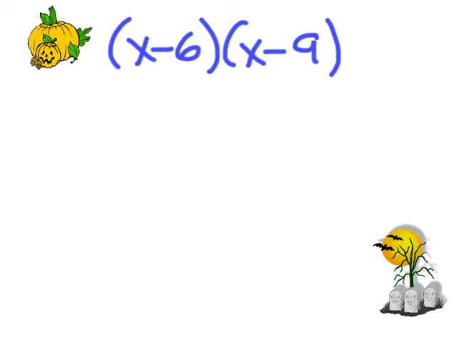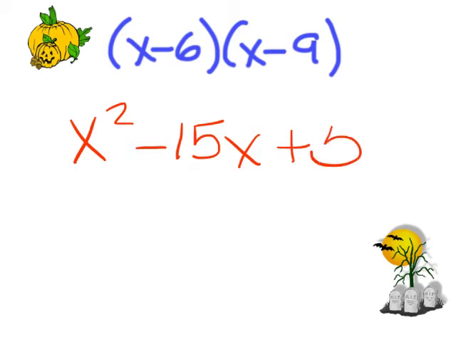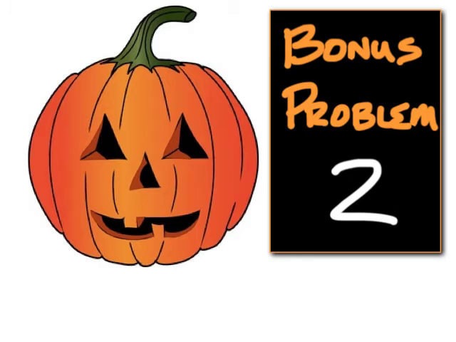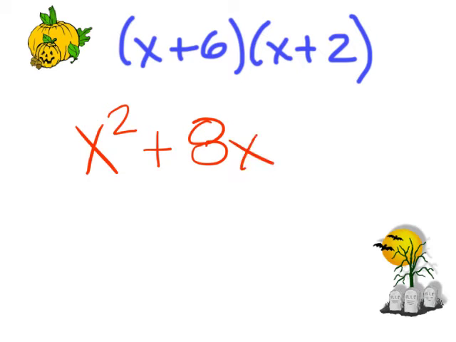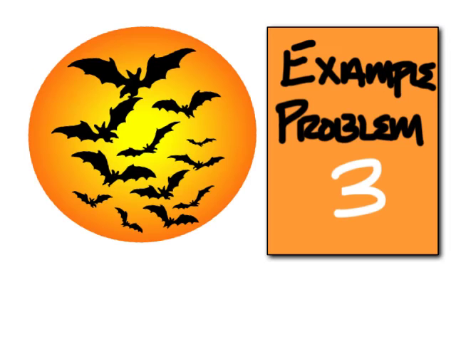Practice number 2. Answer to the practice is x squared minus 15x plus 54. Answer to the bonus should be x squared plus 8x plus 12.